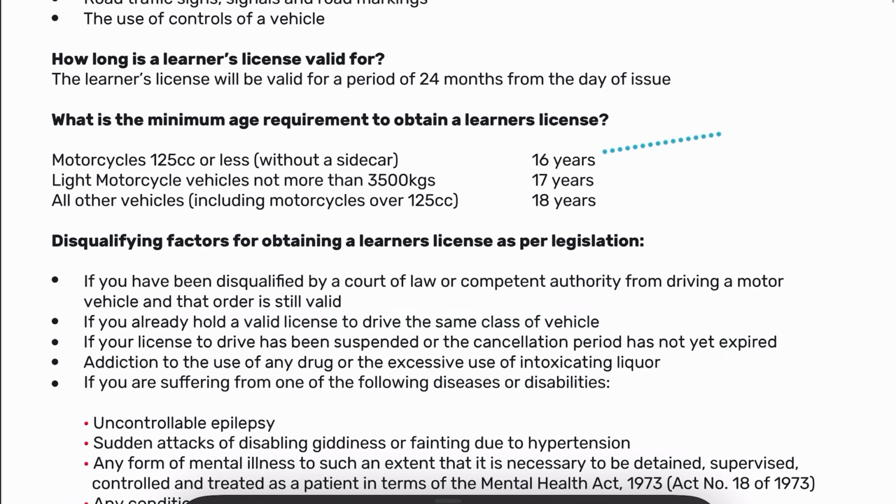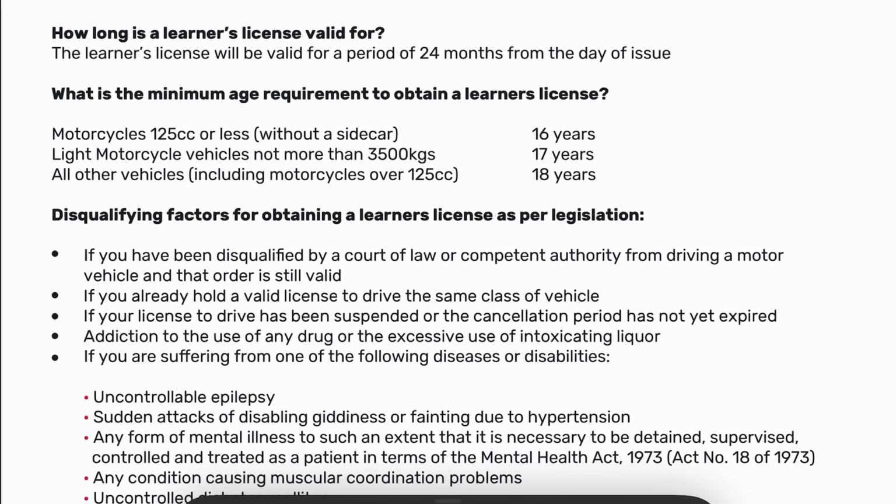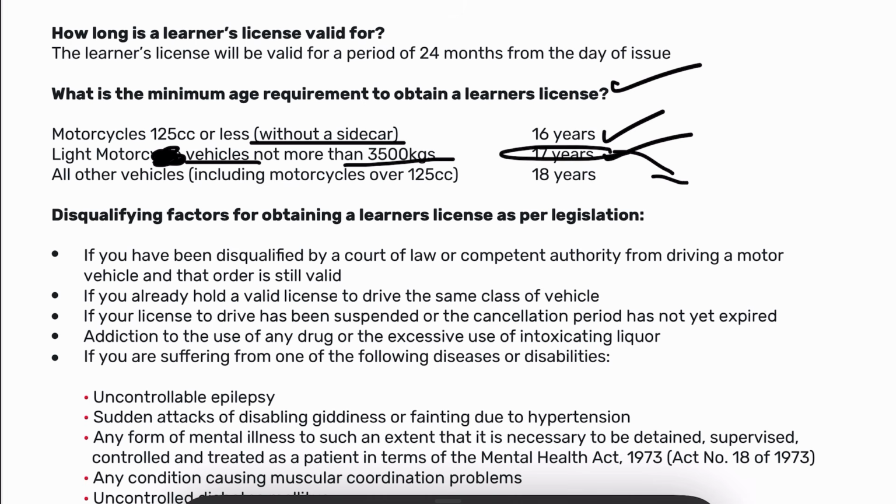Okay. And then they say, what is the minimum age requirement to obtain a learner's license? So it's 16 years for motorcycles that are 125cc or less without a sidecar. You need to be 16 years. Light motor vehicles, not more than 3,500 kgs, you need to be 17 years. So this code is what would be known as your code 8.